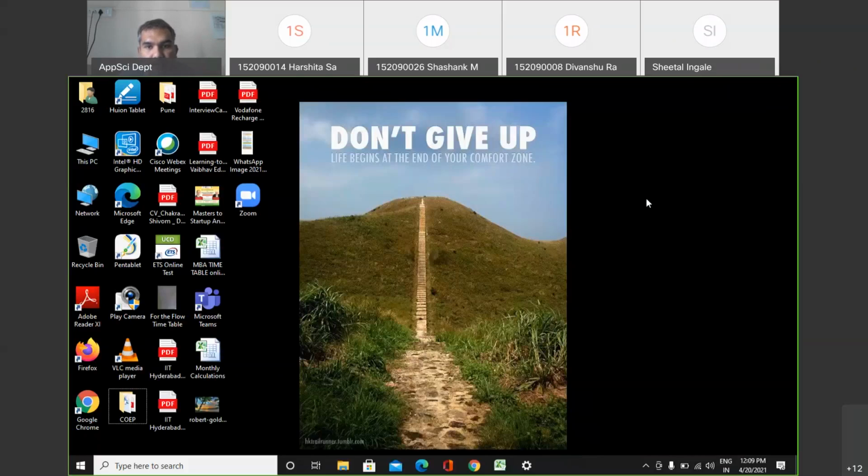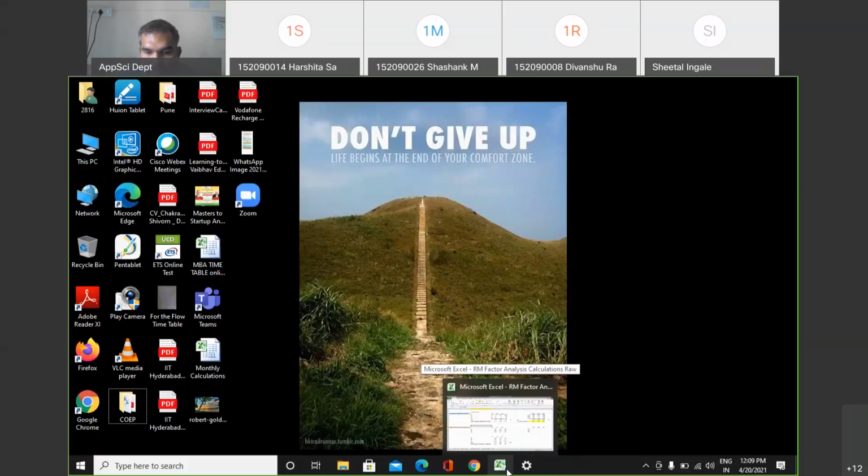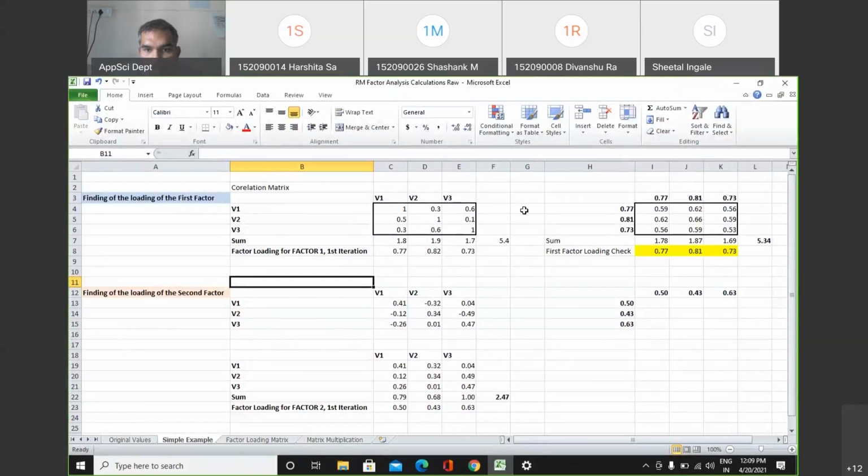After that, we have begun with the process of factor analysis, using Excel. And when you use any software, say SPSS or SAS, the outputs will make much more sense to you because of the basic underlying processes we are trying to understand.